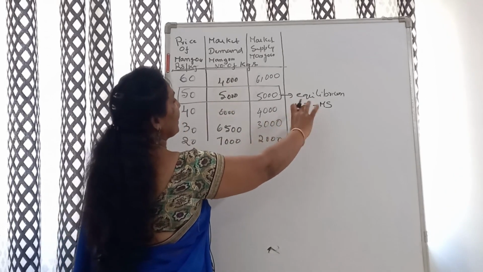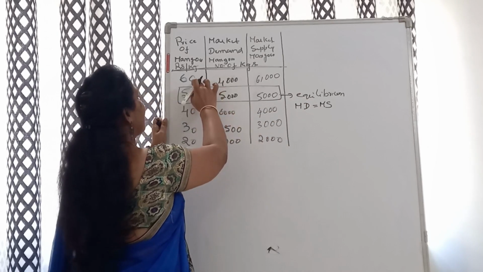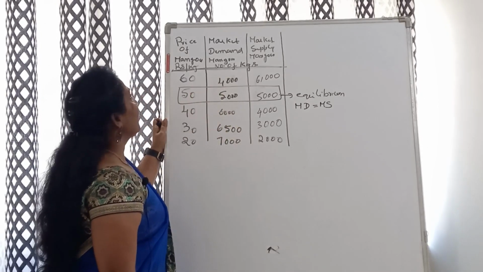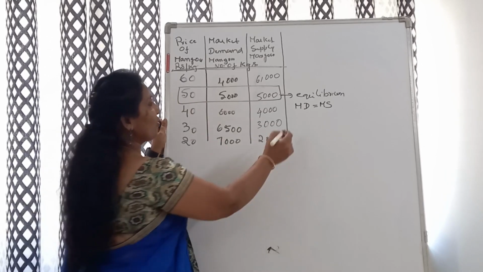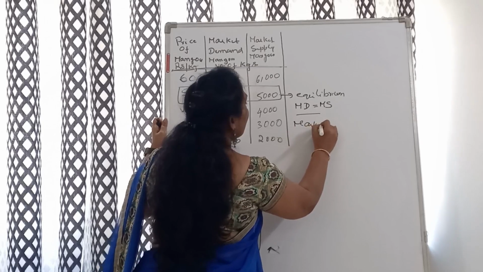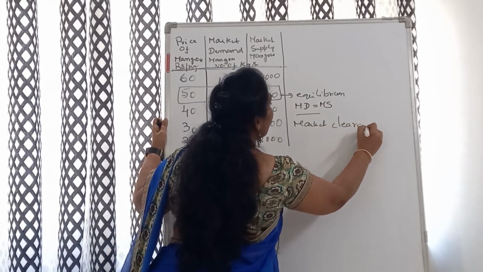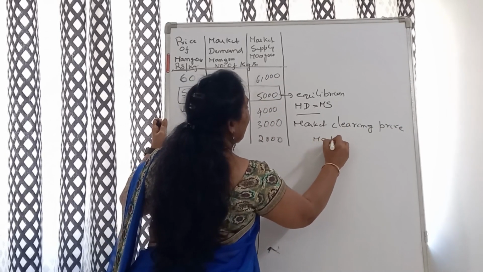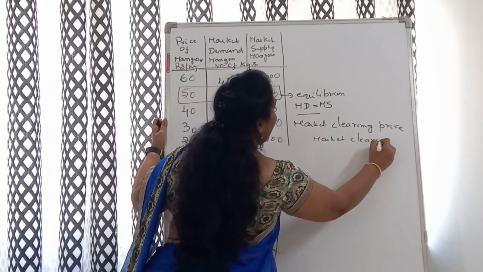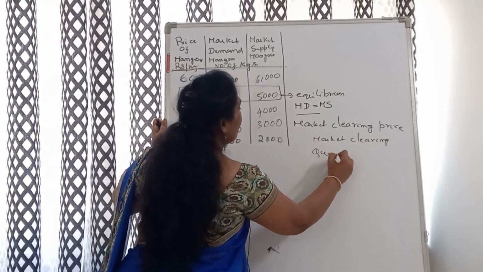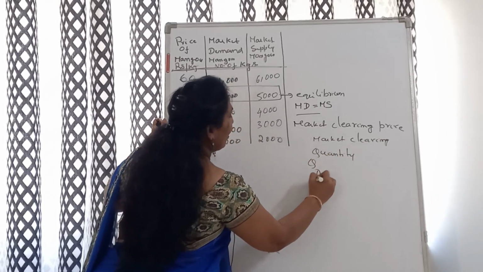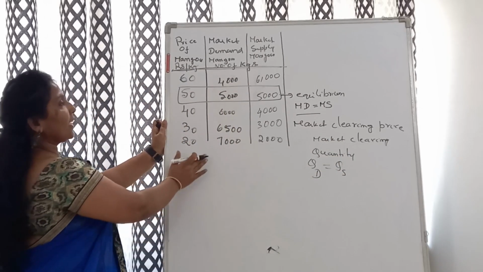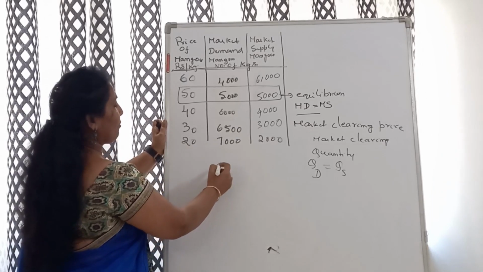So both are imbalances, and the market is not at equilibrium at 60 or 40, 30, 20, but only at rupees 50. When the price is 50, market demand is equal to market supply, which is called the market clearing price and market clearing quantity. So at QD equal to QS, the market will be at equilibrium. Let us demonstrate the same with the help of a diagram.